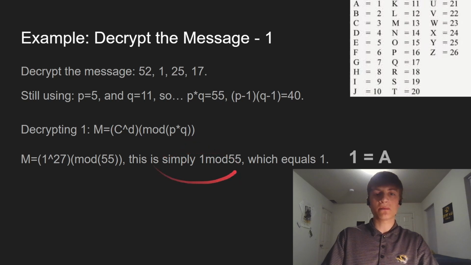This one's quite a bit simpler, because 1 to the 27th is just 1. 1 mod 55 just continues to be 1, and so 1 becomes A, just like we would expect from our previous encryption.